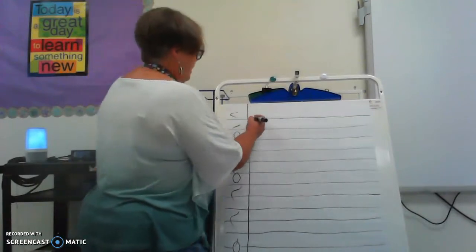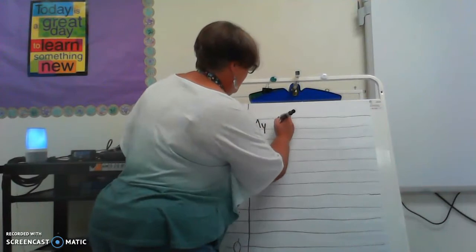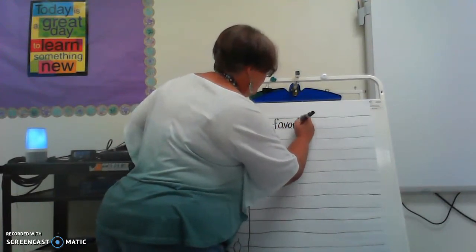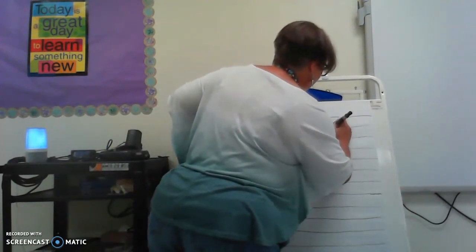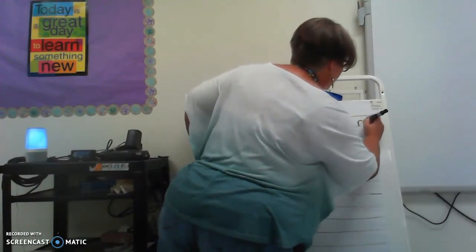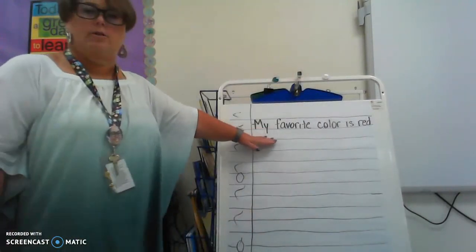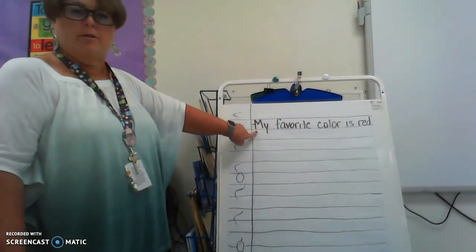So I'm going to start right here and I'm going to write my favorite color is red. Period. So look at that sentence I wrote. My favorite color is red. And I started with a capital and I ended with a period.